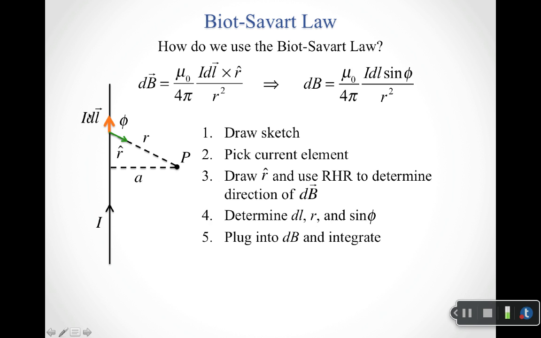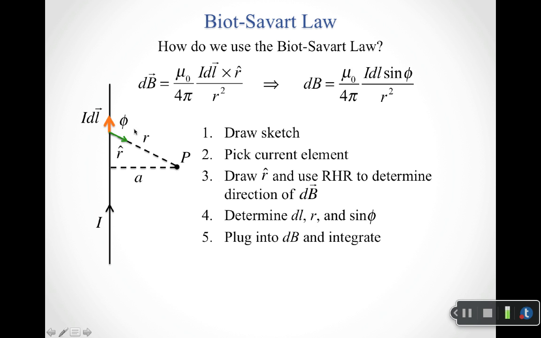The next thing we'll do is determine dl. Are you integrating in y? Are you integrating in x? Are you integrating in z? Are you integrating around some circle? We'll need to figure out what r is, the distance from my current element to the point P, and we'll need to figure out this sine phi term. Our angle phi is the angle between our current element and r hat, so we'll need to use the geometry of the problem to figure out what sine phi is. We'll plug all that in.